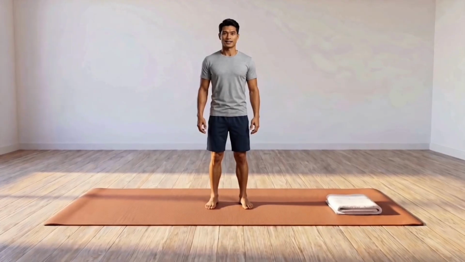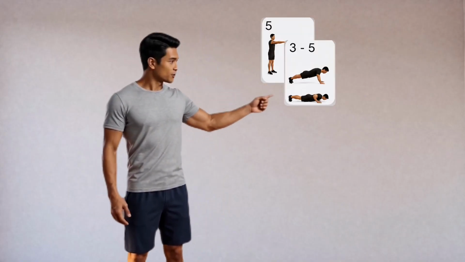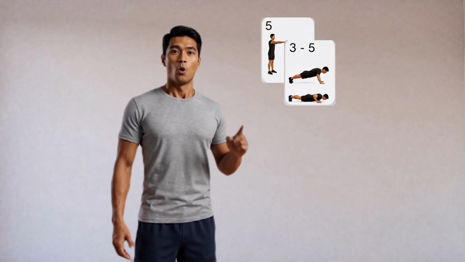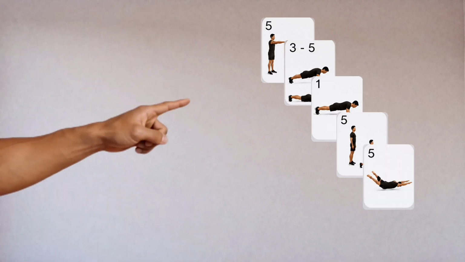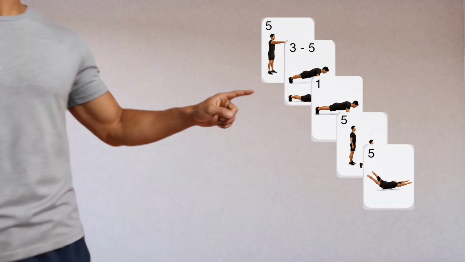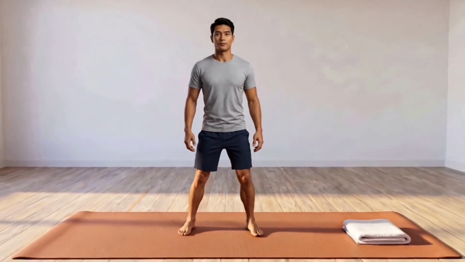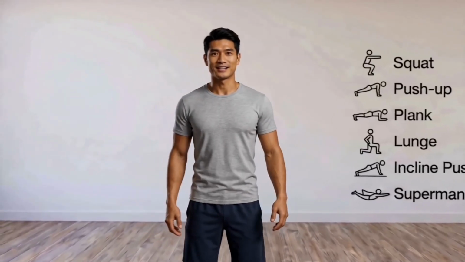Here is your beginner practice. Try 5 slow squats, 3 to 5 push-ups or incline push-ups, 1 short plank, 5 lunges each side, and 5 gentle supermans. Keep the knees tracking, keep the body line, and keep the breath moving. Pause whenever you need, repeat this at your pace, and let good form be the win today.